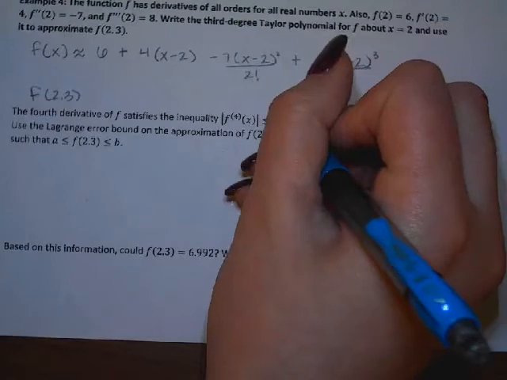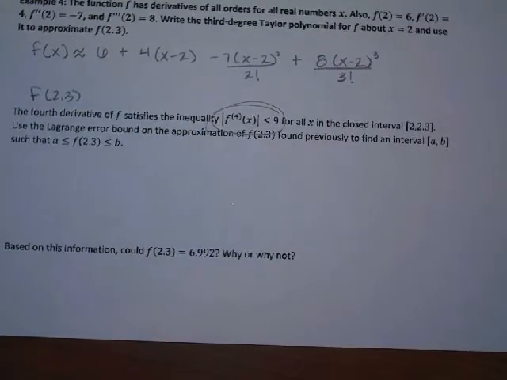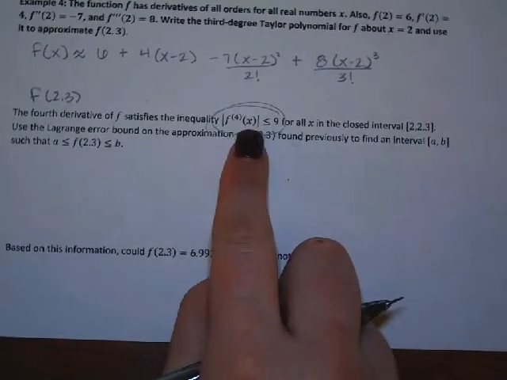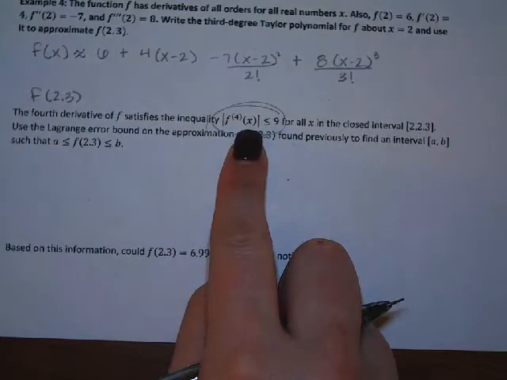The fourth derivative satisfies this. So are we going to need to graph something? Toby, it's not a prime number. Are we going to need a picture of a graph? Are we going to need a table of some sort? No, because they're telling us what the derivative is. They're giving us that specific value.